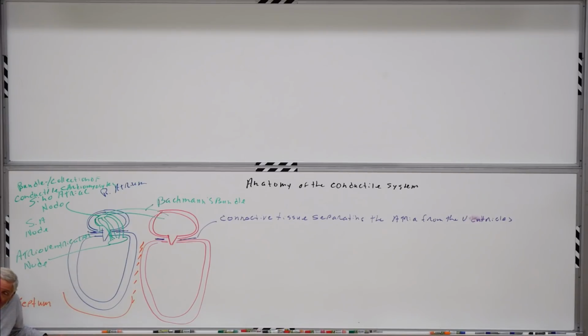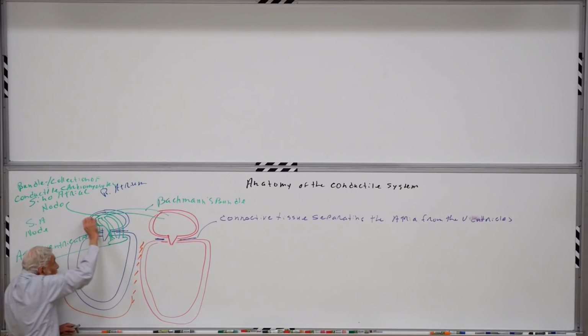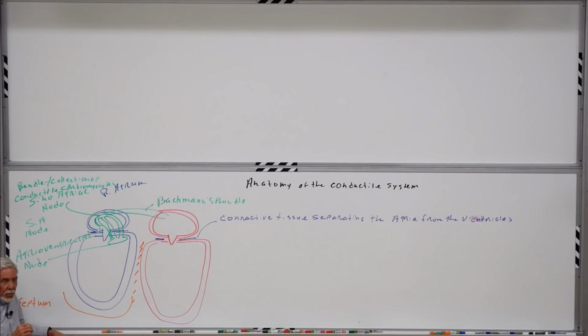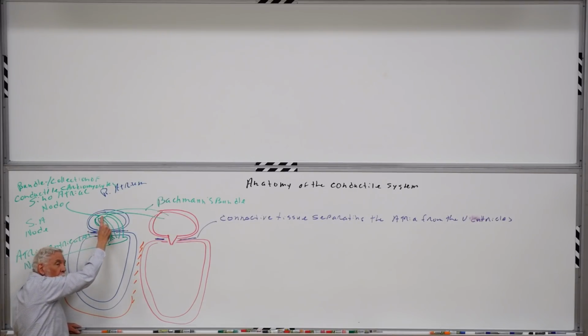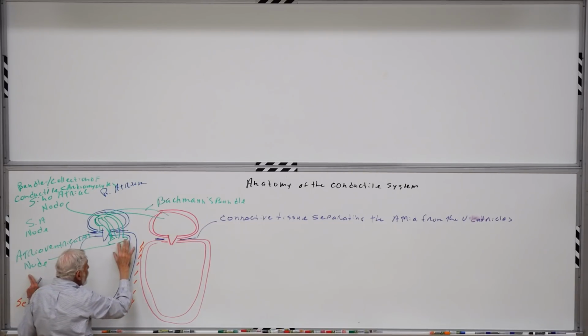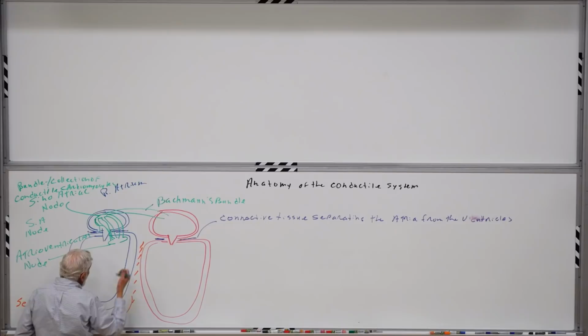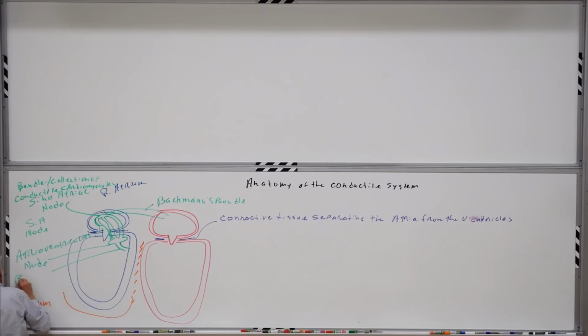So the only connection between the atria and the ventricles is through this conductile system. The electrical signals that will originate here in the SA node will now propagate to this structure called the AV node. And then those electrical signals will propagate out of the AV node, and they're going to propagate into a structure here called the bundle of His.